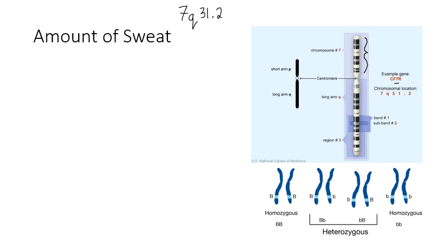So the short arm is referred to as P, and our long arms on chromosomes are referred to as Q. And while we're here, we'll say that our short arm P and our long arm Q are connected with something in the center, referred to as a centromere. And there's little tails. Let's add those happy little tails in there. These happy little tails, they're called telomeres.